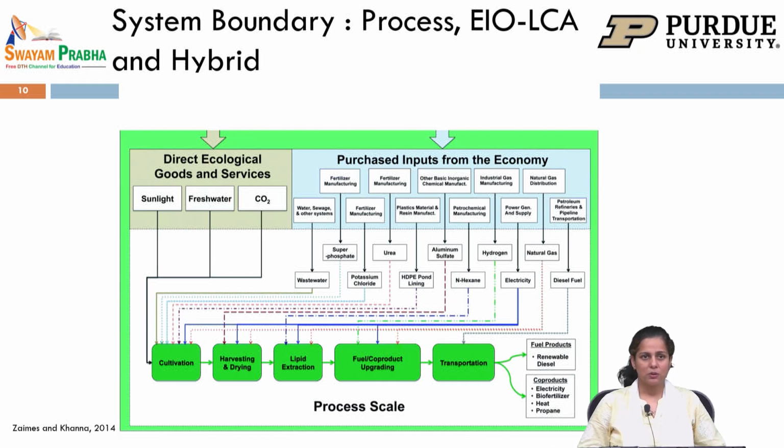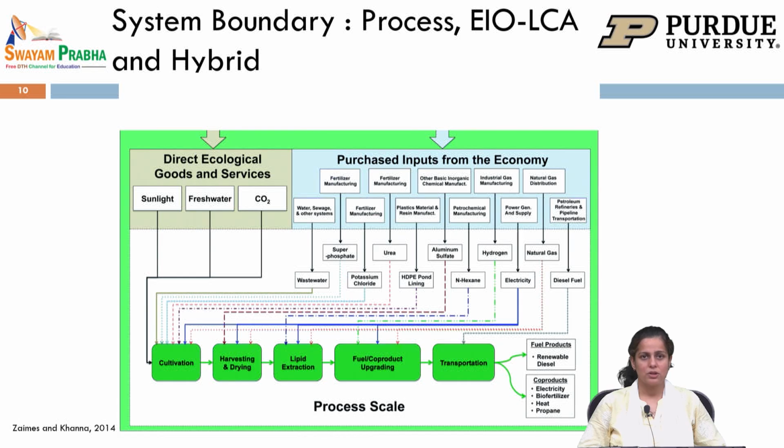Then there is a harvesting and drying stage. Then there is lipid extraction, which is a chemical process. Then we have co-product upgrading, which is enhancing the product for use. Then there is a transportation stage, and at the end we have the fuel production, but there are also some co-products being made, such as electricity and heat that can be used. So, this is an example of a simple process LCA.